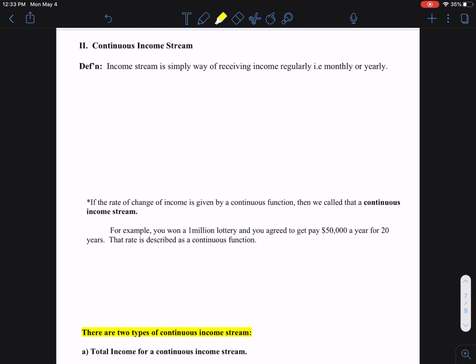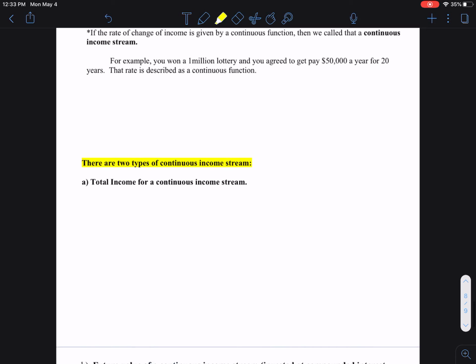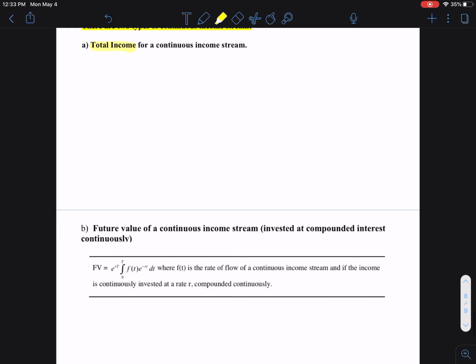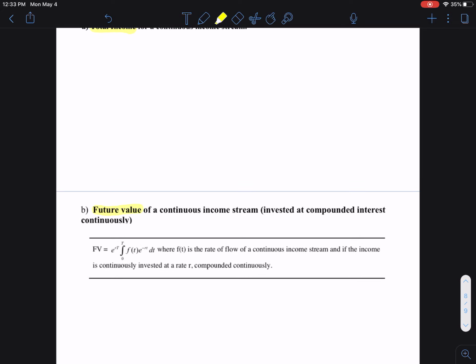In this video we can discuss the second type application concept in this lesson, and that is continuous income stream. There are two types of continuous income stream. The first one is total income for a continuous income stream. The second one we discuss is future value of the continuous income stream, and this is referring to how much is in the account if we continue to invest immediately based on the income received or earned by this income stream that's coming in.